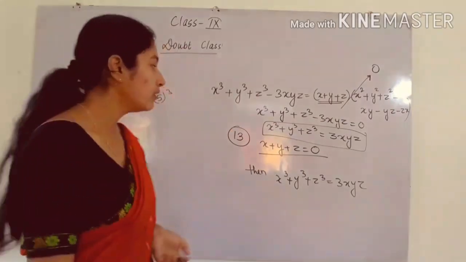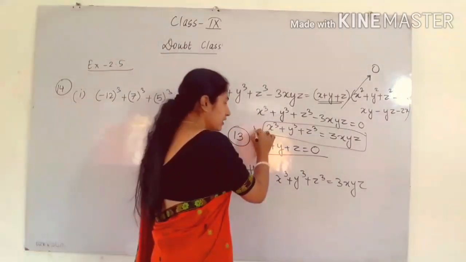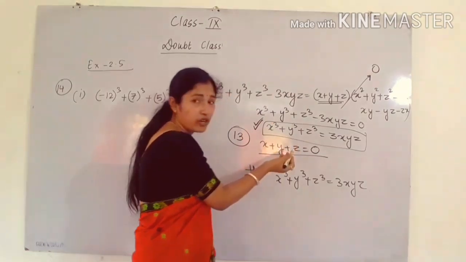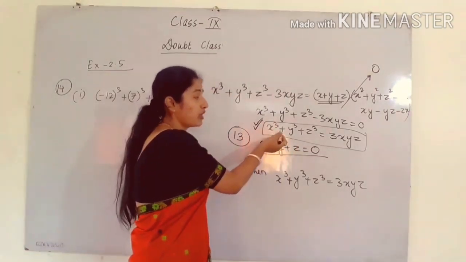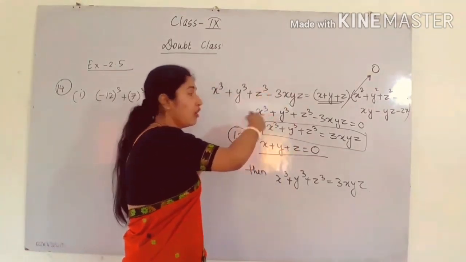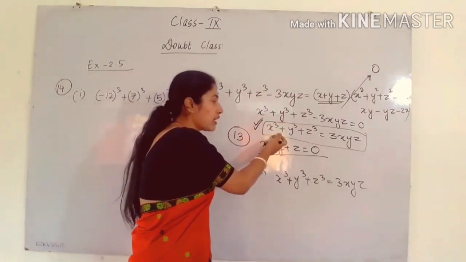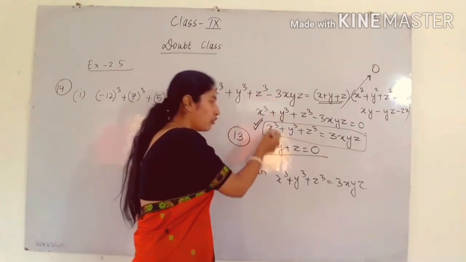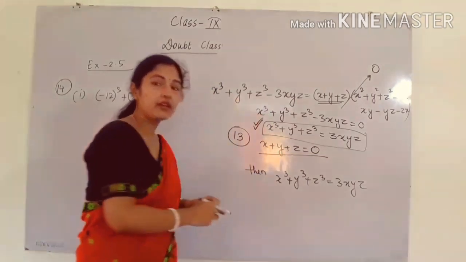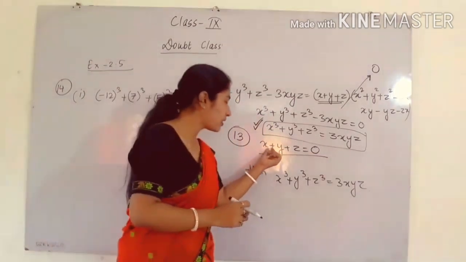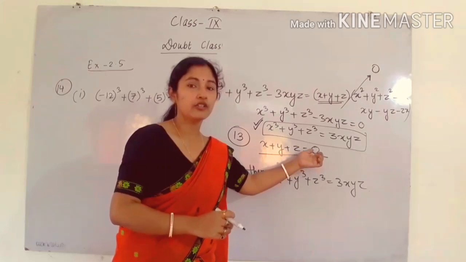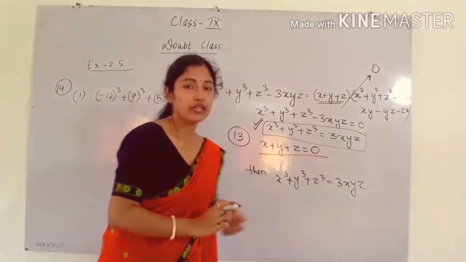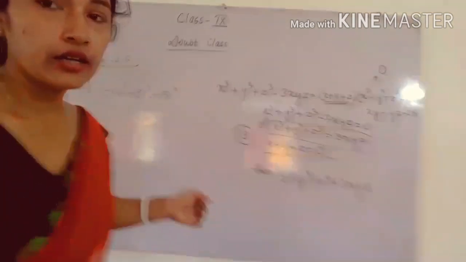Okay. And this is the new formula, that means from this identity you are forming a new identity, but this identity will be useful, will be applied only if x plus y plus z is equal to 0. Okay. So let us do the next question in this only.